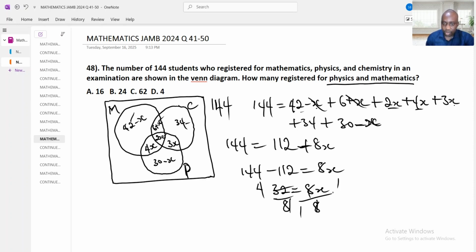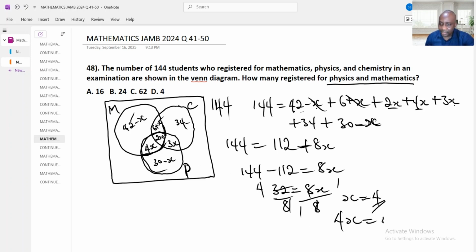Our final answer is 4. Therefore, the question says we should look for the people that registered for physics and mathematics only. If you look here, the circle of physics and the circle of mathematics, this is where they join. The 2x combines the three people that registered for three subjects, but the question is asking for only two subjects, physics and mathematics, which is 4x.